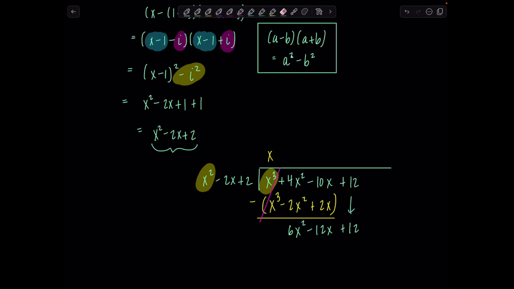And then the question is, what do I multiply x squared by to make it 6x squared? 6, so that goes up top, positive 6. Again, distribute. Write it underneath. 6x squared minus 12x plus 12. And boom, remainder 0. Now you guys, what if I didn't have remainder 0?